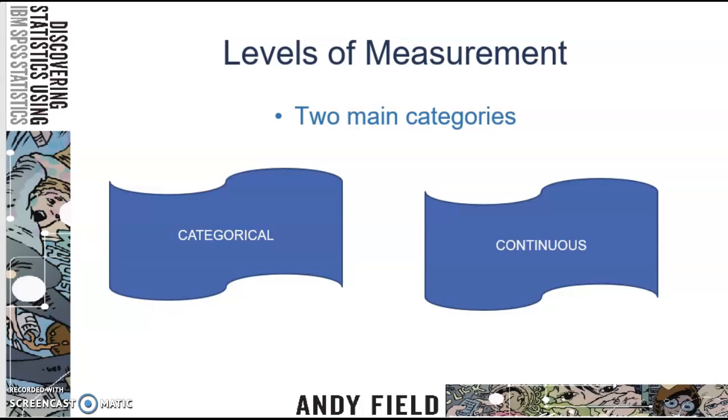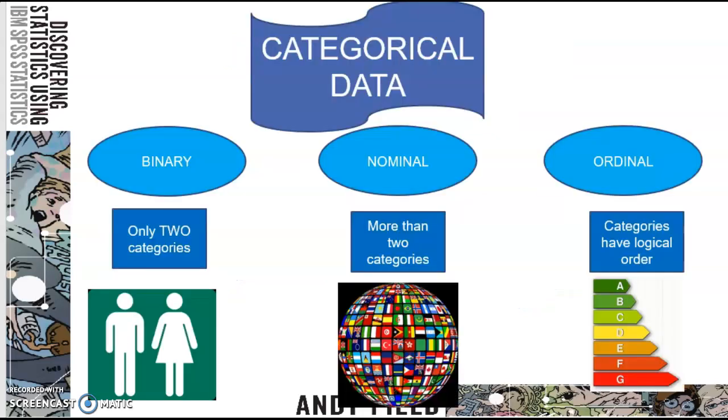Okay, so in the section above, we've talked about levels of measurement, and there's two main categories of levels of measurement, and this is going to be important when it comes to which type of data analysis you're going to use. So your two categories are categorical and continuous. When you look at your categorical data, there's binary, there's nominal, and there's ordinal.